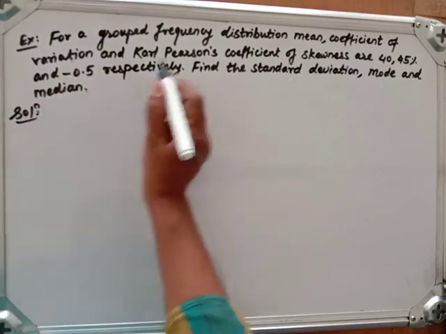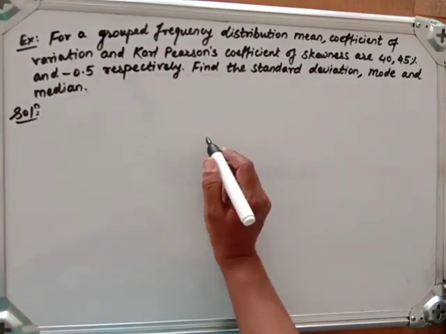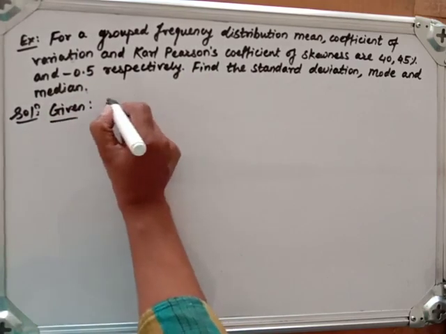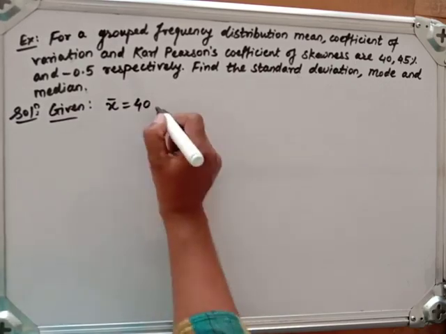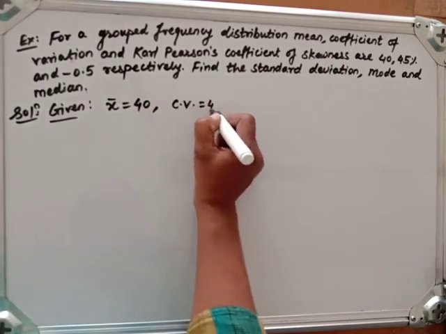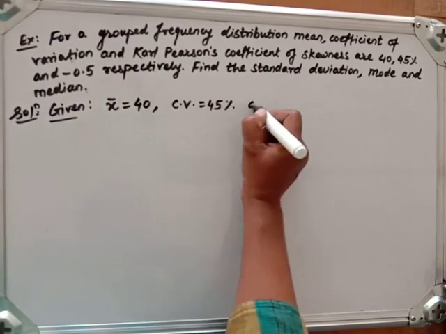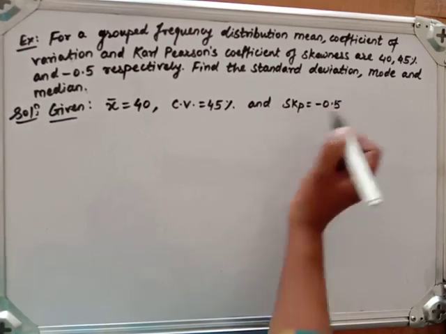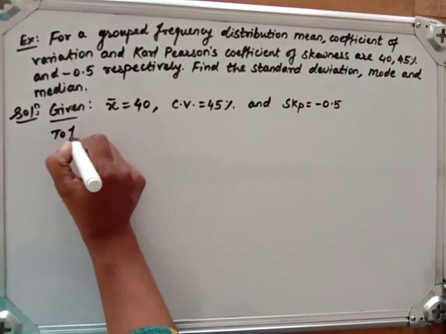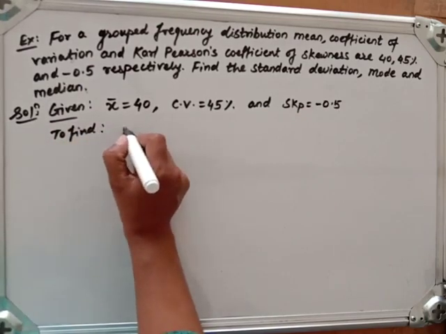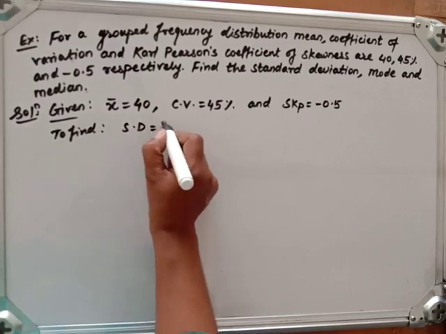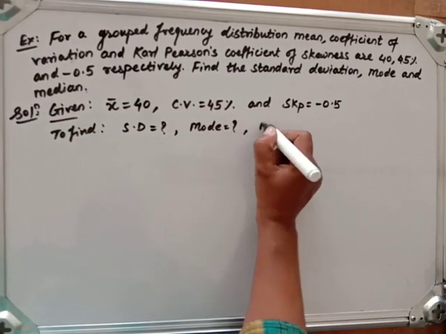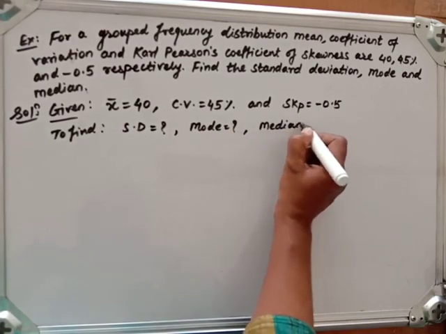Solution. Now what is with us? Mean, coefficient of variation and Karl Pearson's coefficient of skewness. So given mean, that is x bar, 40. CV, that is 45%. And Karl Pearson's coefficient of skewness, that is minus 0.5. To find, what we have to find? Standard deviation, then mode, and last one is median.